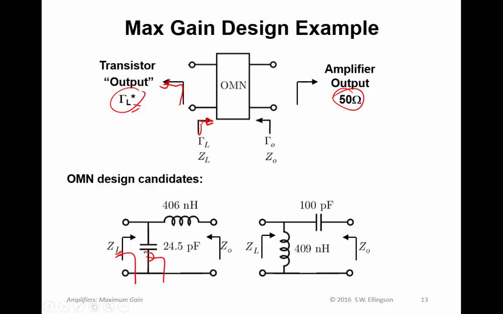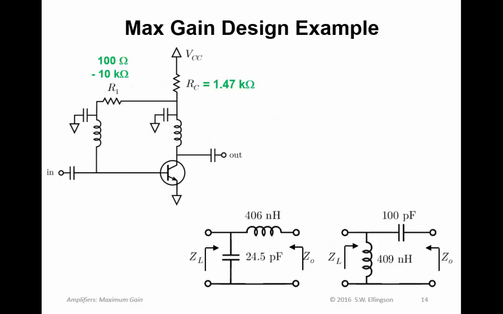You can look here, that's Z sub L conjugate in parallel with that capacitor. That's that previous value in series with that inductor, and that should be equal to 50 ohms. So you should be able to do that kind of check on the networks that you synthesize. So now we go back to the original circuit with our two candidate output matching networks, and we see if there's any way that we can pick one.